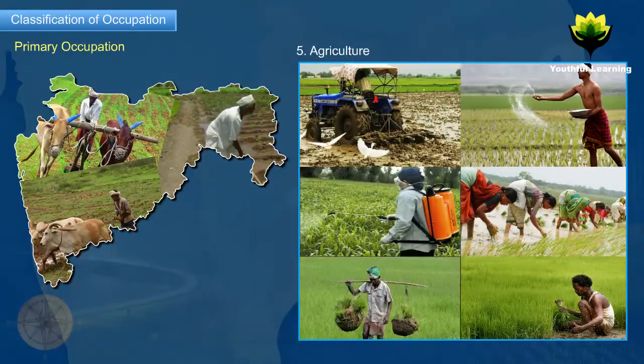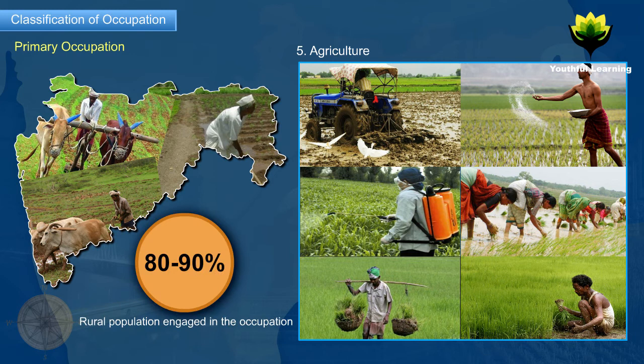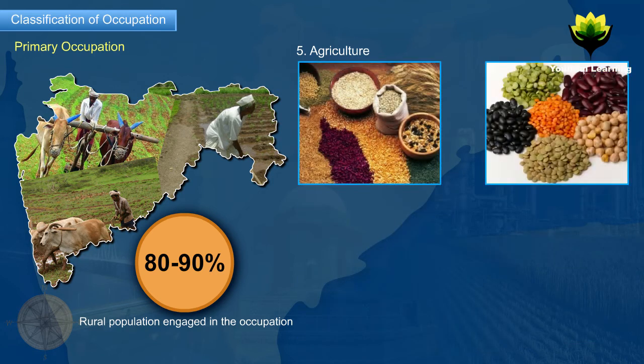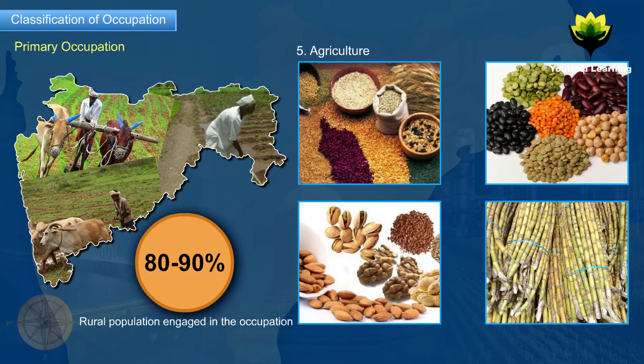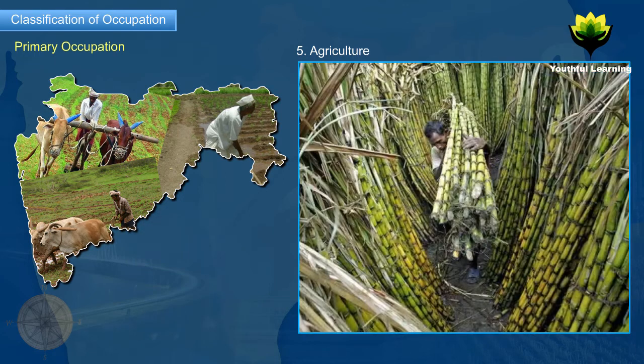5. Agriculture. Agriculture is the major occupation practiced in the state, with 80 to 90% of the rural population engaged in the occupation. Mostly food grains, pulses, oil seeds, and also some cash crops are grown in the state. The state has the highest sugarcane per hectare production in the country.